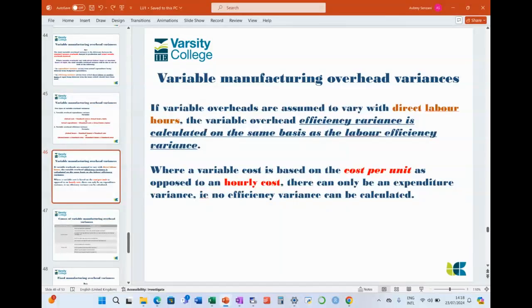So feel free to use what best speaks to you. Variable manufacturing overhead variances. If variable overheads are assumed to vary with direct labor hours, the variable overhead efficiency variance is calculated on the same basis as the labor efficiency variance.